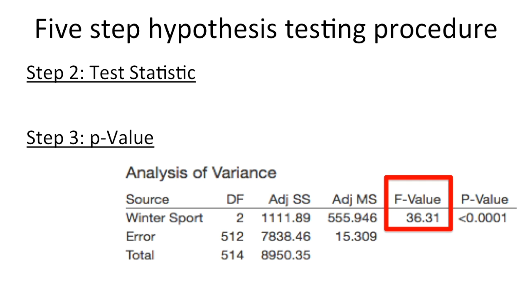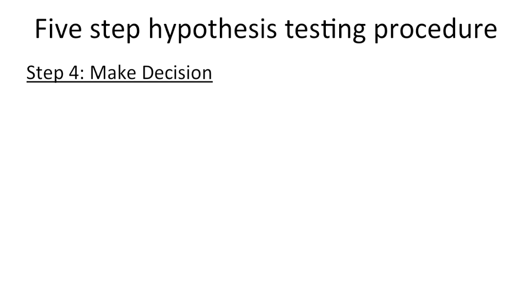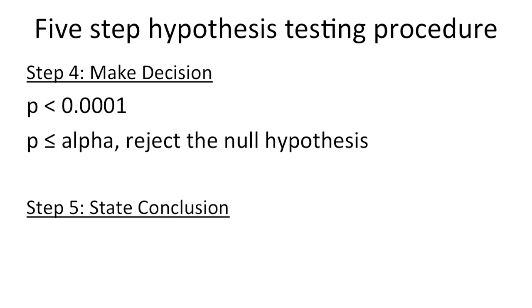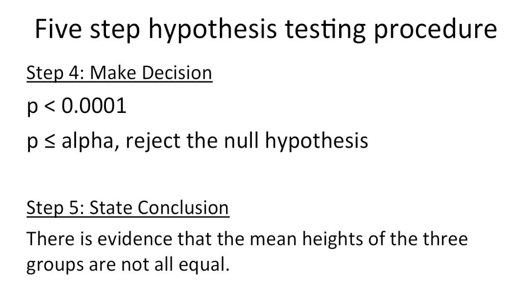Step 3 is to find the p-value, which is less than 0.0001. Step 4, make a decision. Our p-value is less than 0.0001, which is less than the standard alpha level of 0.05, so we reject the null hypothesis. Step 5, state conclusion. There is evidence that the mean heights of the 3 groups are not all equal.